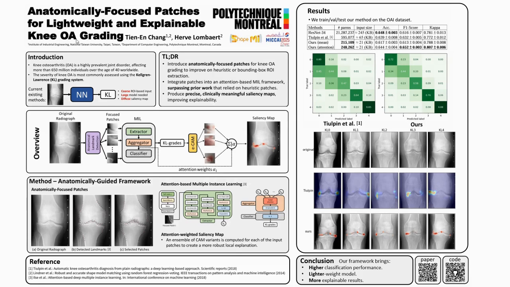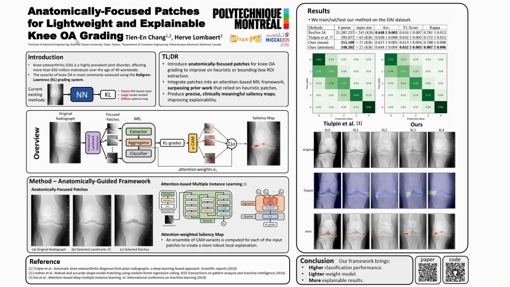Knee osteoarthritis is one of the most common joint disorders, affecting more than 650 million people worldwide. Its severity is usually assessed with the Kellgren-Lawrence, or KL, grading system. The KL grading is time-consuming and subjective, which is why deep learning methods have been developed for automatic grading. Unfortunately, most existing approaches rely on coarse bounding box regions of the knee. Without anatomical guidance, these methods often struggle with both accuracy and explainability.